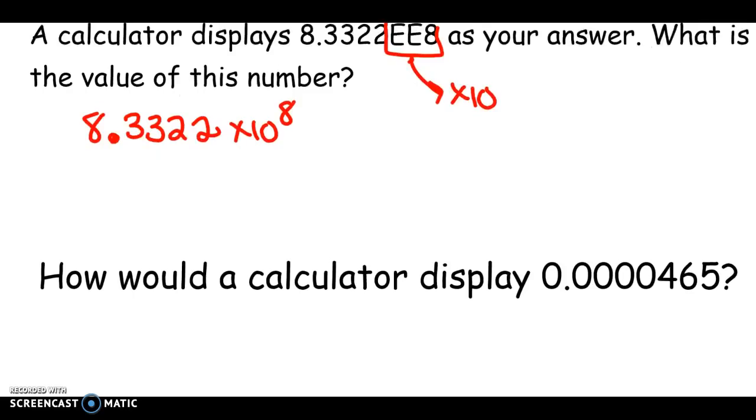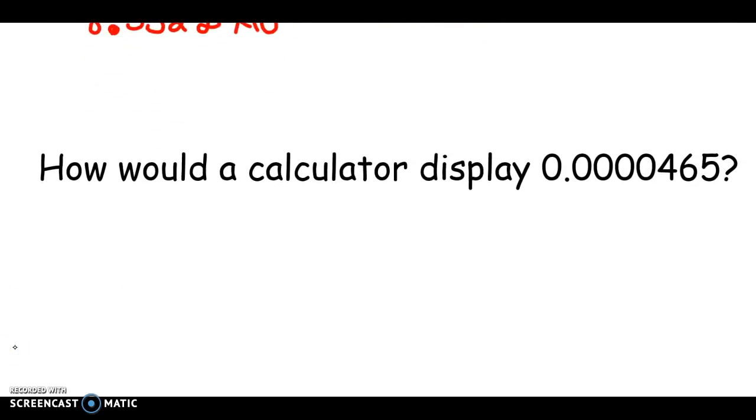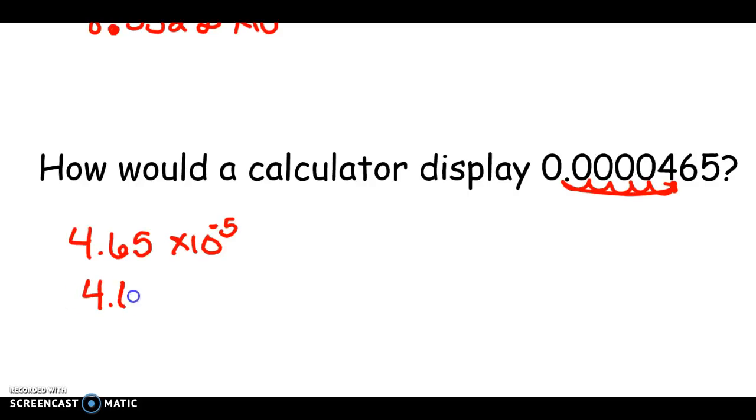So if I wanted to try one on my own, and maybe you want to pause the video and then come back, we would first write this in scientific notation. So remember, we're moving it to after the first non-zero digit. So we have 4.65 times 10, and then it's how many spaces you moved it. 1, 2, 3, 4, 5. But it would be negative because it's small. So the calculator would write 4.65 EE, no, 10, and then -5.